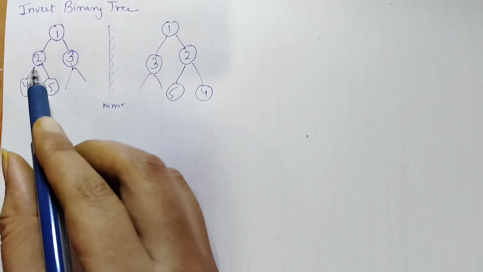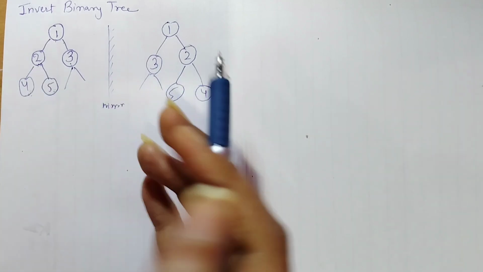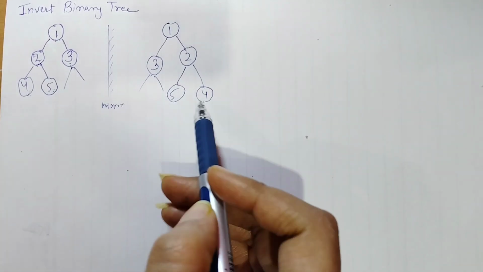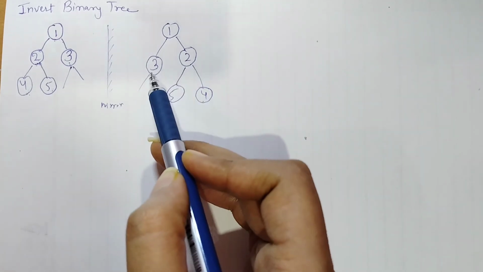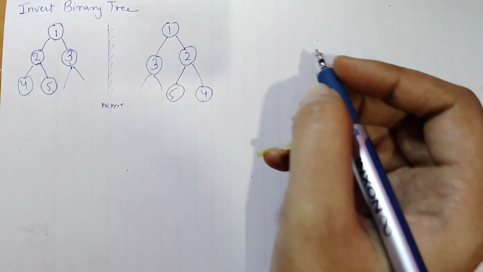No, because we are inverting this whole subtree. This whole subtree will invert in this way, and 5 and 4 will be the left and right child of 2 only, not 3. So I hope you understood. So now we will make our code.